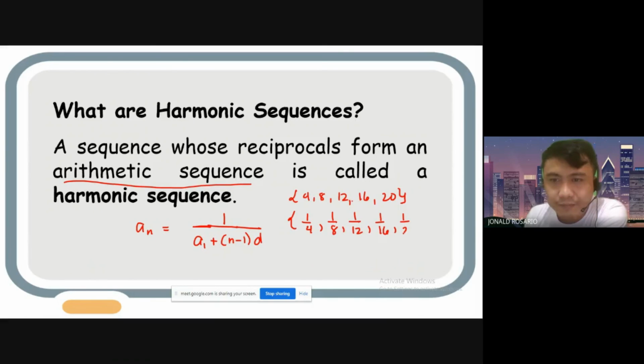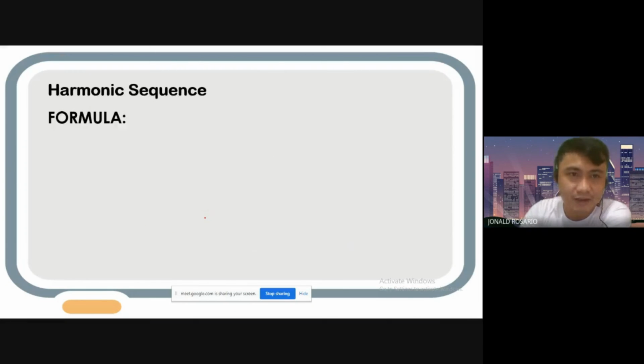1 over 20. Yan. So if we're going to take the reciprocals of all the terms of our arithmetic sequence, then we have what we call a harmonic sequence. Yan, napakadali. So ganun lang po ang harmonic sequence. Kaya nga ang ginawa natin sa general rule ng ating nth term ng isang harmonic sequence, the reciprocal lang natin using the formula for the nth term ng isang arithmetic sequence. Yan, nilagay ko na doon.